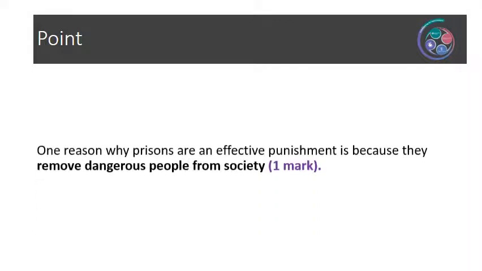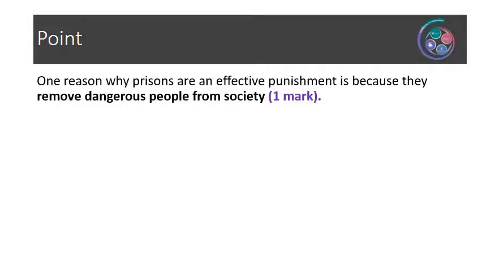So now that we've looked at the question and completed that task, let's have a look at a model answer for an explain question and consider how it's slightly different from that of a describe. One reason why prisons are an effective punishment is because they remove dangerous people from society. What we've done here is we have used the wording of the question to begin our point.